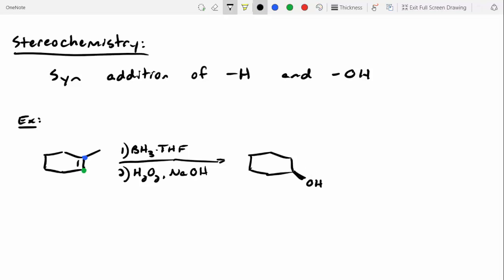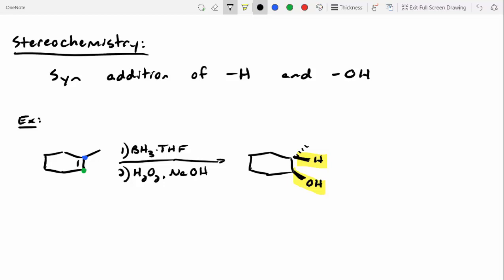All right. If we do this, the hydrogen is always going to be added on the same side of the ring, or same side of the alkene, as your alcohol. So in this case, if we look at this, the hydrogen's a wedge. That means this alcohol is also going to be a wedge. Do you think we might get another product out of this? What do you guys think?